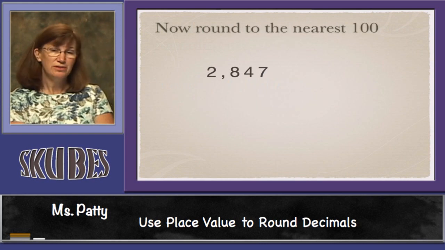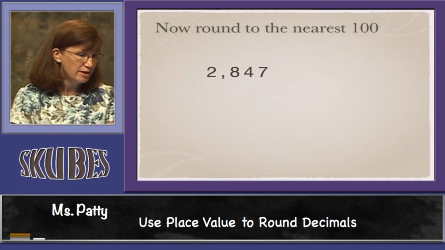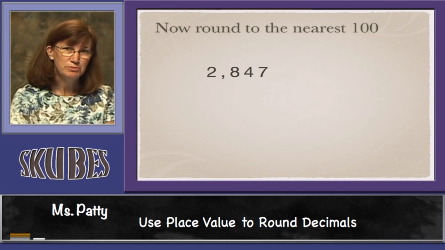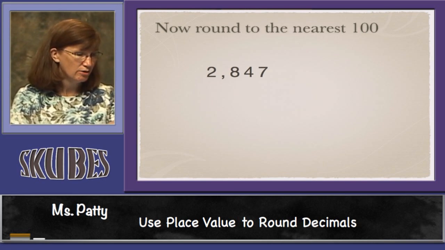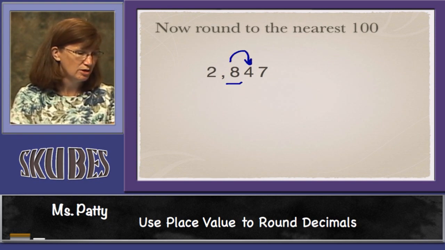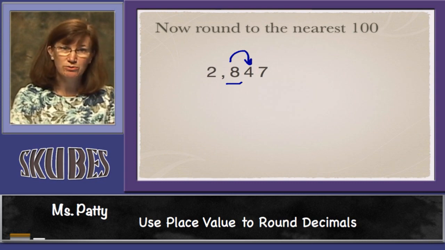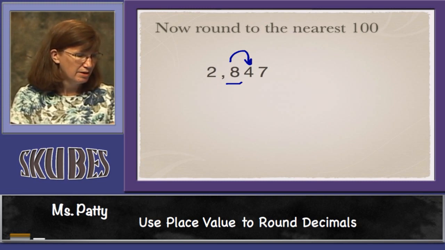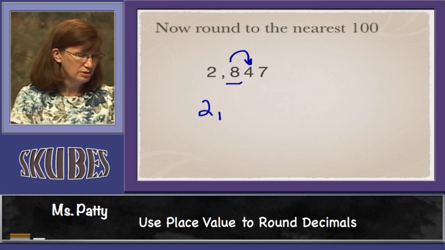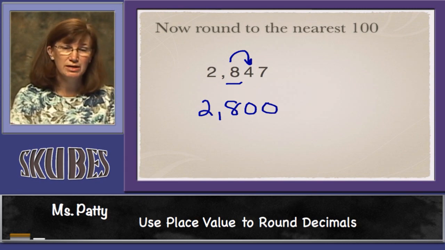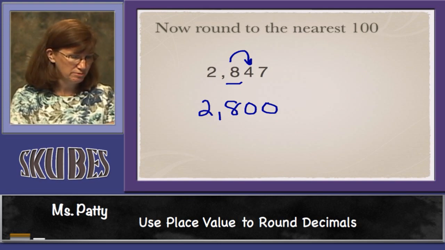If we take the same number, but this time we round to the nearest 100, that means we're thinking this number is between 2,800 and 2,900. I go to my hundreds house. My determining digit is the number right next door. It's a 4. That tells me I'm going to round down. My answer will be then 2,800. Every number after the 8 will become a 0 because we're closer to 800 than to 900.